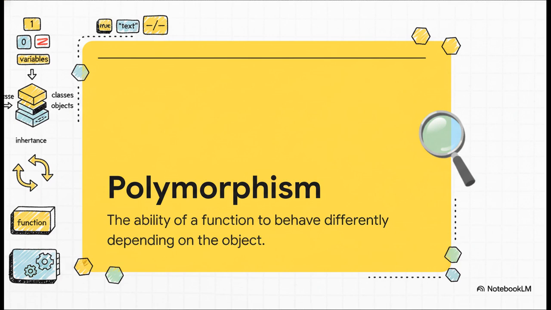And finally, we have polymorphism. Okay, I know it sounds super complicated, but the name literally just means many forms. And the idea is actually pretty simple. It's the ability to have one single action, one method, that behaves differently depending on the object you're using it with. It makes your code incredibly flexible, and the next slide has a perfect example.